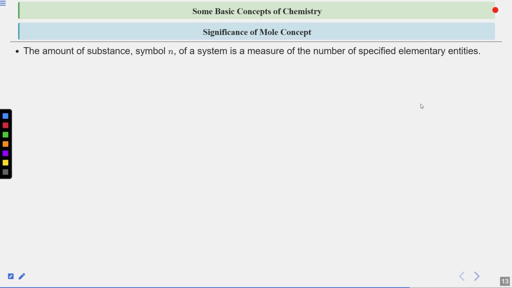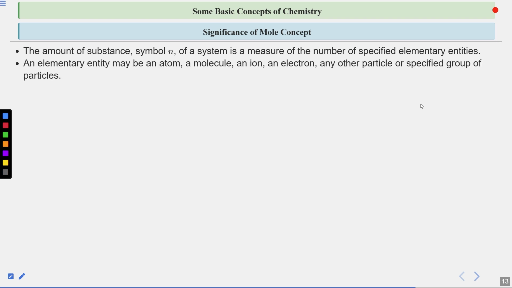Then, the amount of substance, symbol n, of a system is a measure of the number of specified elementary entities. And this entity can be anything. Like if I am saying 1 dozen of carrot, then we will take 12 carrot. If we are saying 1 dozen of apple, we will say 12 apple. Although 1 dozen is more appropriate for bananas, we can use it for different types of things. But the count will always be 12, independent of the entity that we are counting.